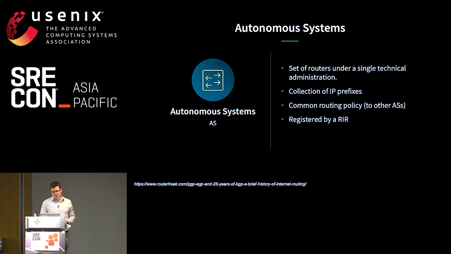All right, just quickly on autonomous systems. Autonomous systems, or ASs, are a set of routers under a single technical administration. So one AS usually belongs to one organization. Within the AS, there'll be a set of IP prefixes or subnets that will be advertised to peers. Usually ASs have a common routing policy, so each router in that AS should be presenting a unified front in terms of policy to its peers. And this is a registered entity as well. So if you want to route on the internet using BGP, you have to go and register your AS.